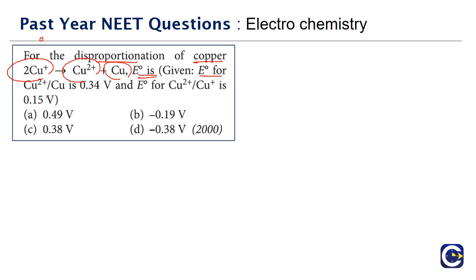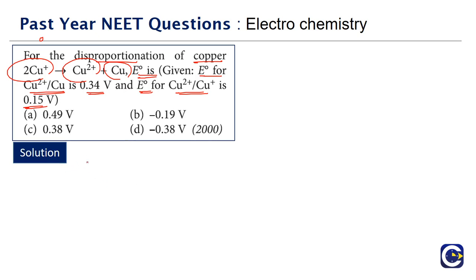What is given to us? The E0 value of Cu2+ getting reduced to Cu is 0.34. The E0 value of Cu2+ getting reduced to Cu+ is 0.15. So we have to use this and find out the E0 value for the disproportionation reaction. Like we already said, we will not be able to directly relate the E0 values of the reactions. We can only relate the del G values of the reactions.